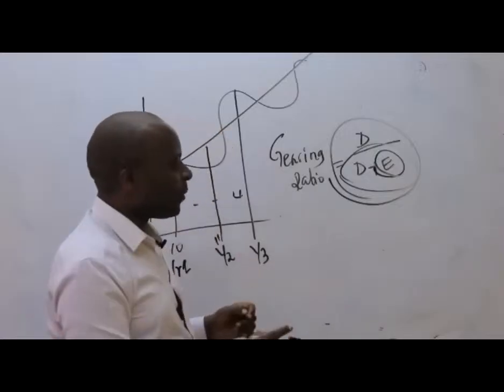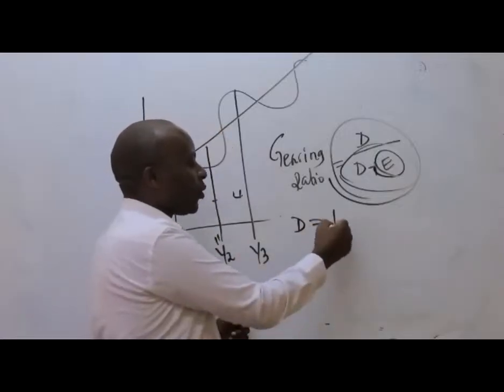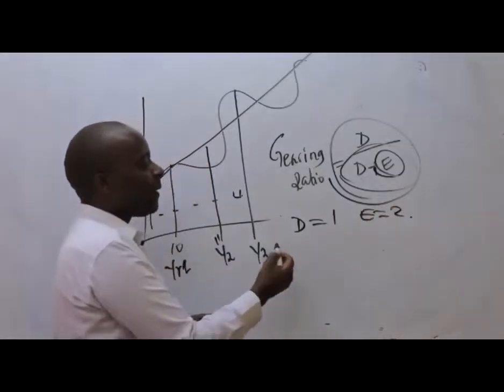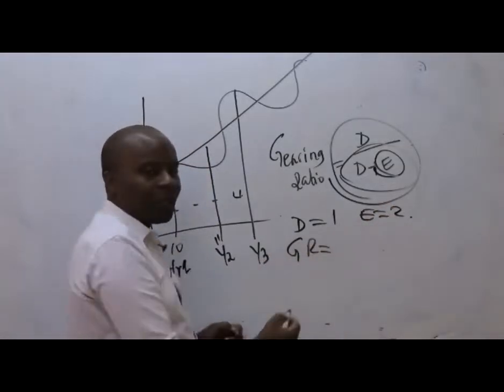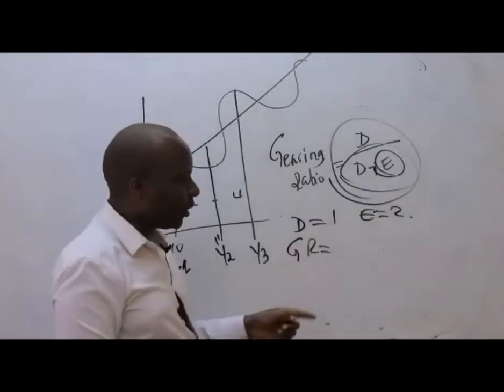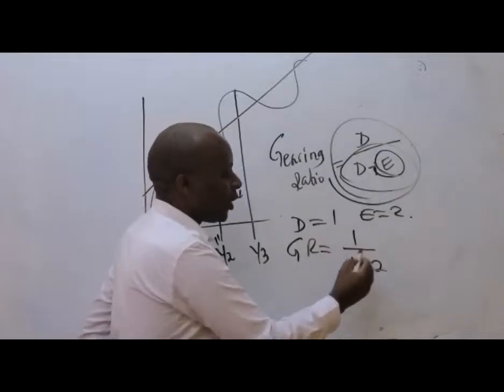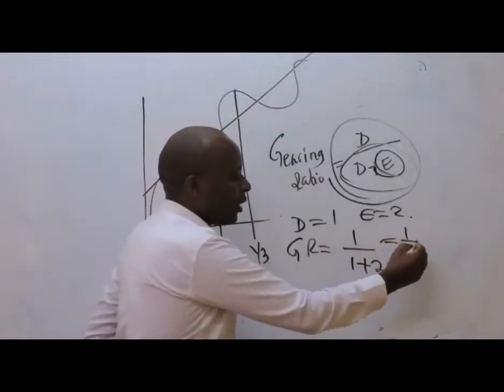Let me give you a very practical example. Assuming debt is 1 and the current equity, for example, is 2. It means that the current gearing ratio will be 1 over 1 plus equity, which is 2. Which will be what here, somebody? Which will be a third.